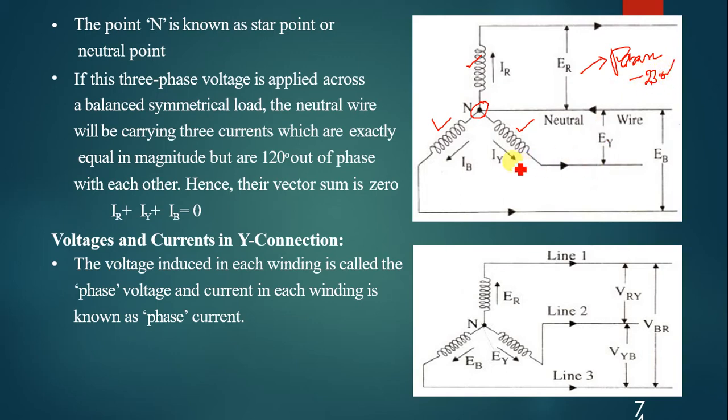Similarly, between coil Y, or load Y, and neutral, whatever you get is again 230 volts, which is a phase voltage. Similarly, between neutral and B, the blue wire, in general terms you get 230 volts. Clear? And the currents flowing through these loads are called IR, IB and IY respectively.